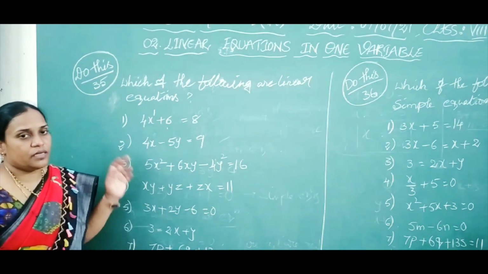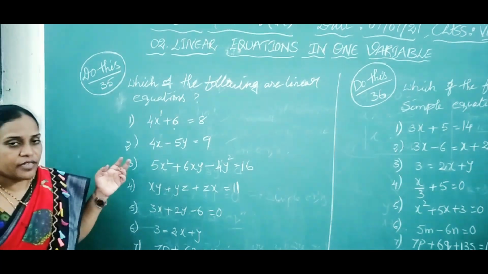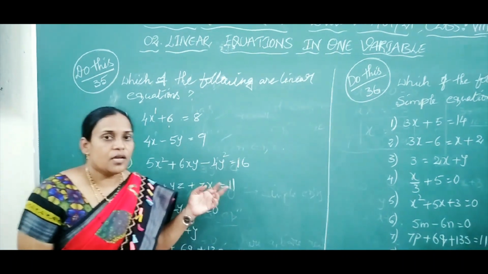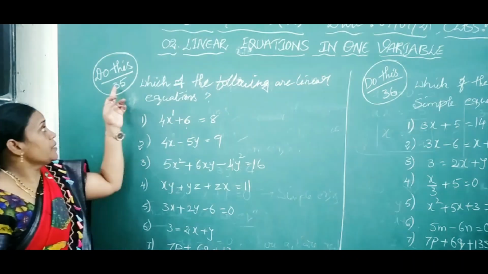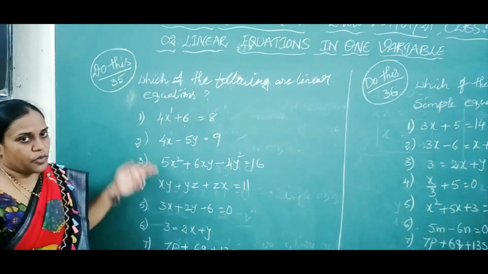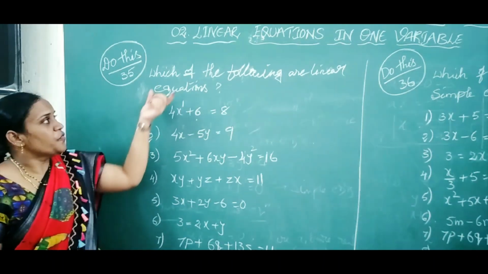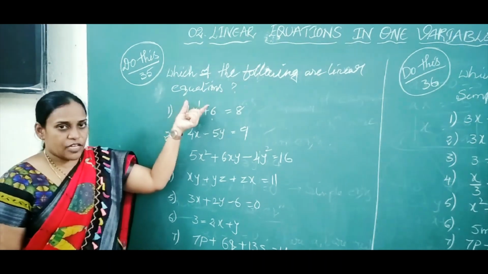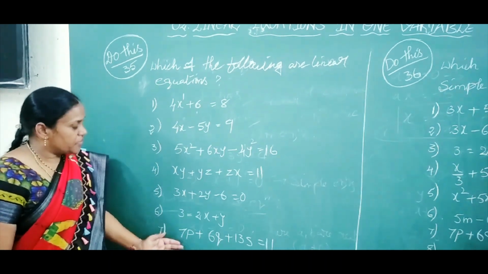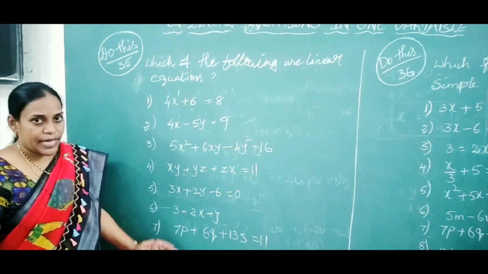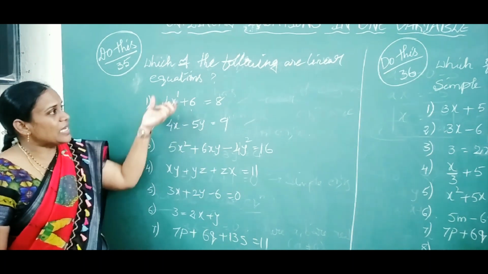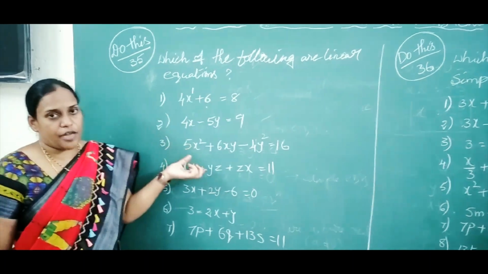Students, we already learned what a linear equation is and what a simple equation is. In your textbooks, on page number 35, you have to do these problems, and on page 36, you have to do these problems. First of all, which of the following are linear equations? Here, some equations are there. In this, which is a linear equation? You have to find out.